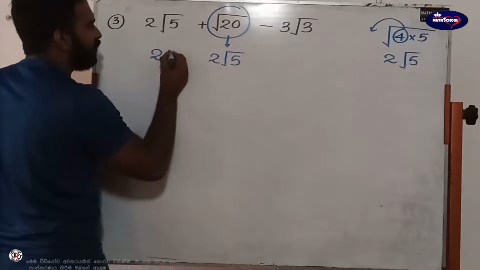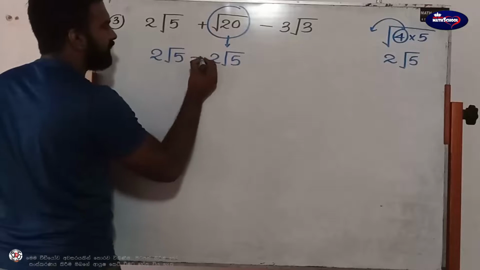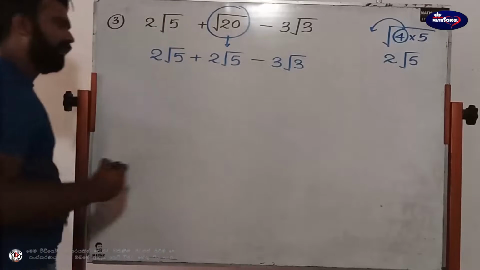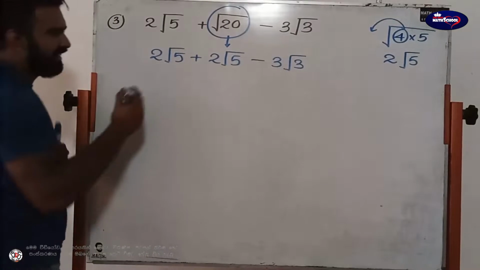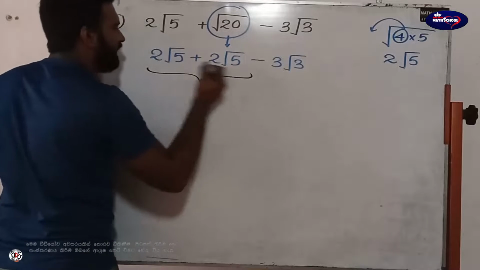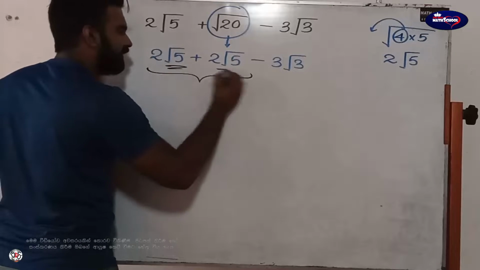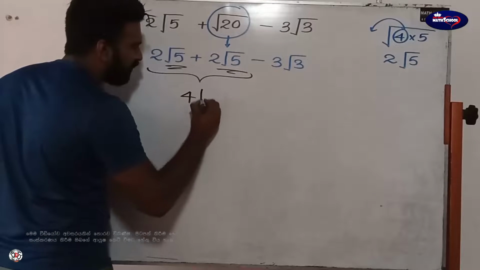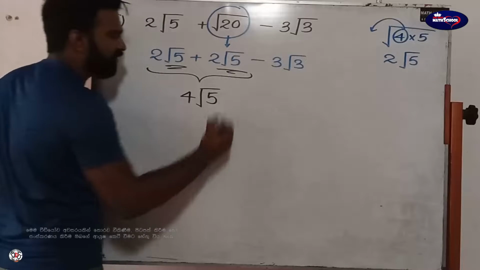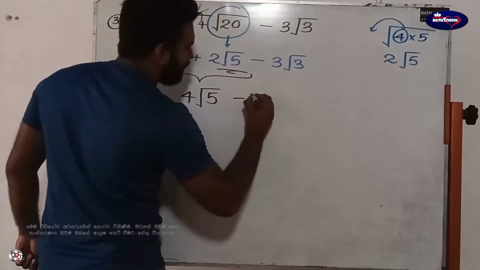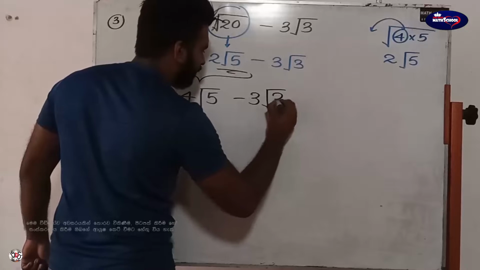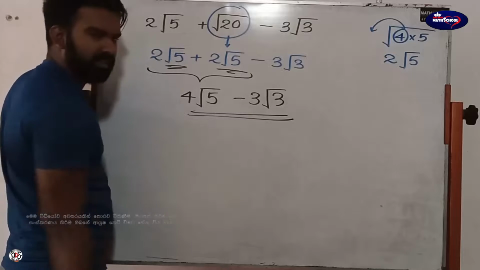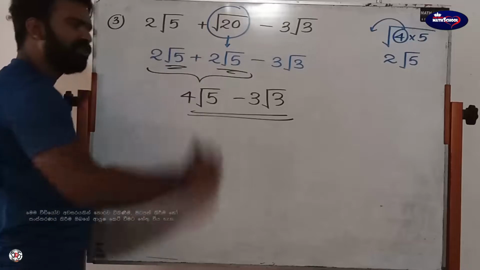So here you have 2 into square root of 5 plus 2 into square root of 5 minus 3 into square root of 3. Now you can identify that like terms are there. The same surd is repeating here and here. So 2 and 2 will be 4. So 4 square root of 5 minus 3 square root of 3. This will be the answer. Other than this, we can't subtract. These two are different, so we don't have a way. So we should stop here.